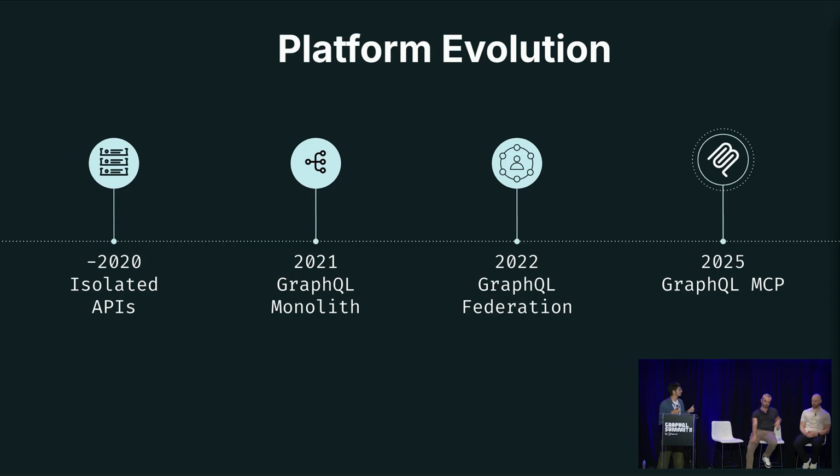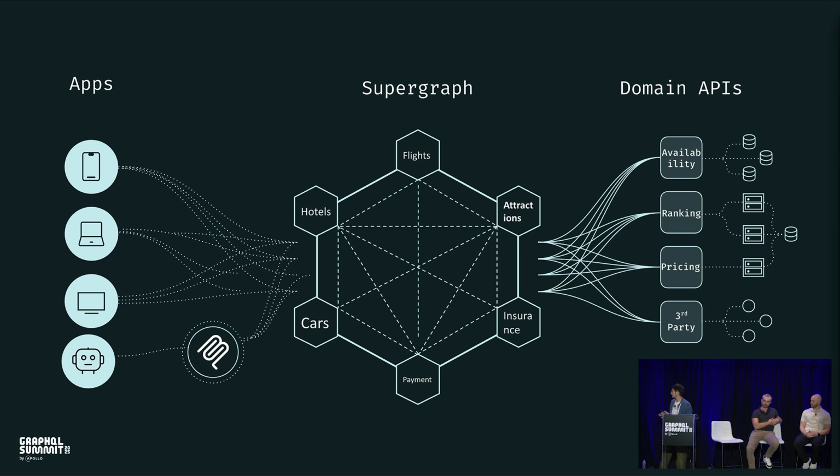And soon later, in 2021, we adopted federated GraphQL, giving full autonomy back to the domain teams. And today, we're operating a special API, a GraphQL MCP server, to handle agentic requests. So here is the full picture of our platform, the full picture of federated GraphQL.